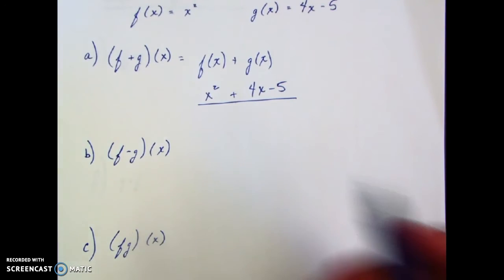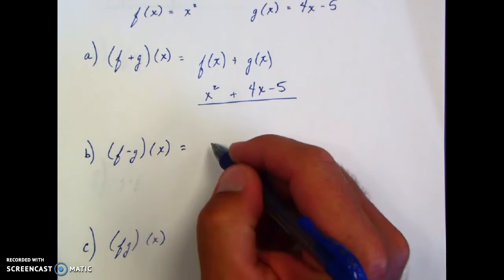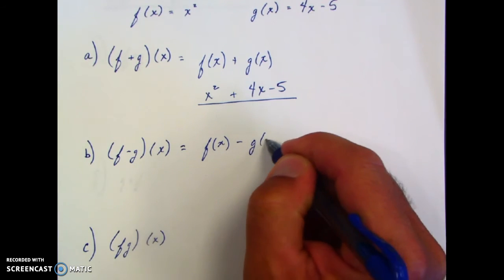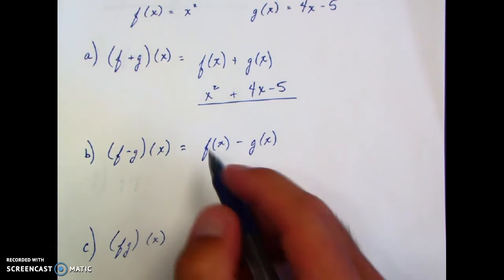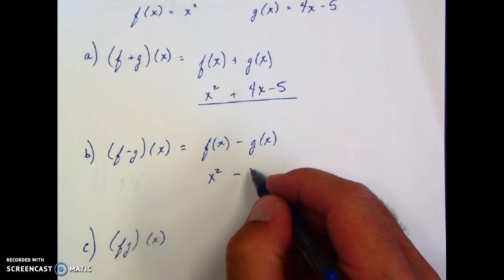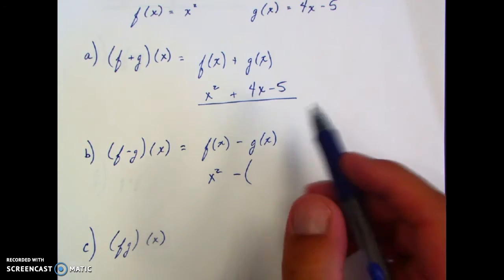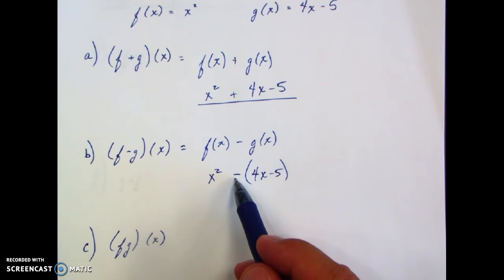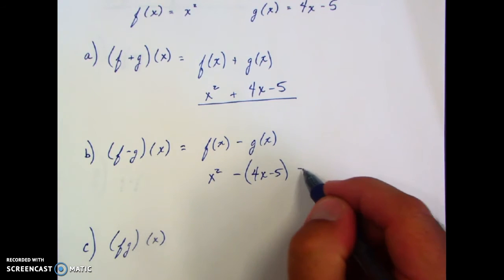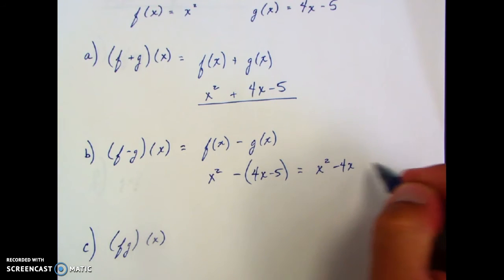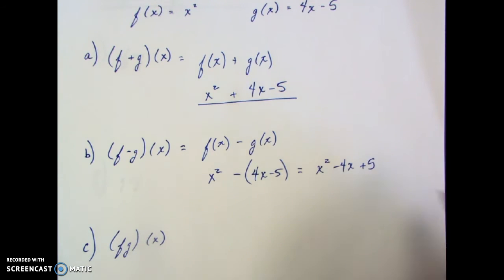Now if I'm subtracting, then same logic, I'm again going to take f of x minus g of x. So in this case we're taking our x squared minus, now we're subtracting this entire quantity, right? Subtracting the whole function, so that's 4x minus 5. When you subtract that, it's going to change both these signs. So when we simplify, we have x squared minus 4x plus 5. That would be our answer in simplest form.